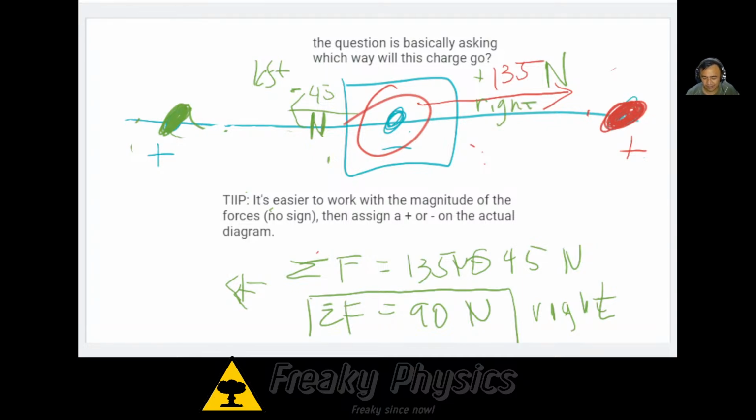Okay. So if 135 was on the left, it would be like negative 90. Yes, correct. If they switched places, then the answer would be negative 90. You would interpret that to be like to the left. All right. Getting it now? Yeah. All right.